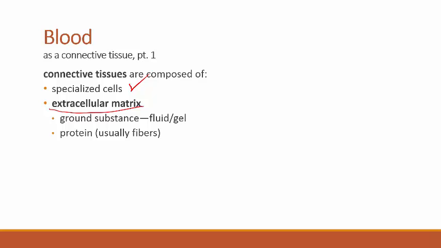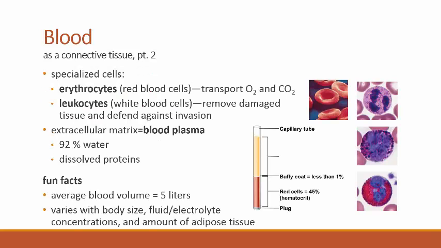pieces of stuff. There's the ground substance, and that is the fluid or the gel that is around the specialized cells. And then proteins, and in most connective tissues, the proteins are fibrous. There's some sort of protein fiber, and we talked a lot about the protein fibers. They're elastic fibers and reticular fibers and collagenous fibers. Those are the 3 primary fiber types. And so when we talk connective tissues, it's specialized cells plus the extracellular matrix.